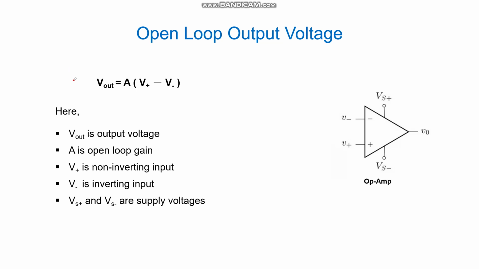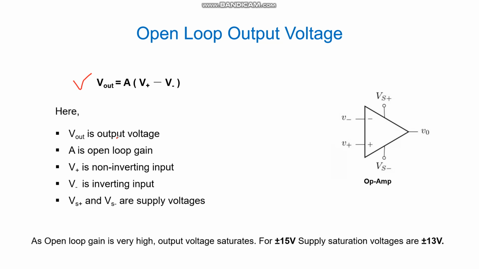In open loop configuration, this is the expression for the output voltage. Here V plus and V minus are the non-inverting and inverting input respectively. They are also called the positive and negative terminal input voltage of an op-amp. And here Vs are the supply voltage and A is the open loop gain.